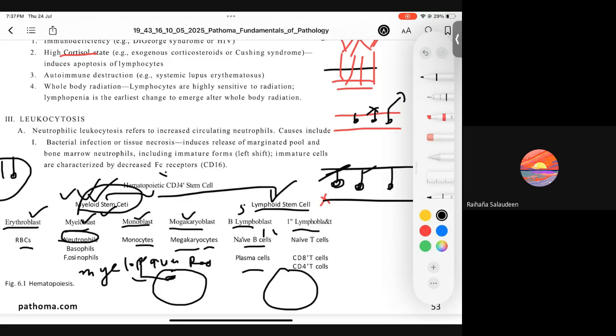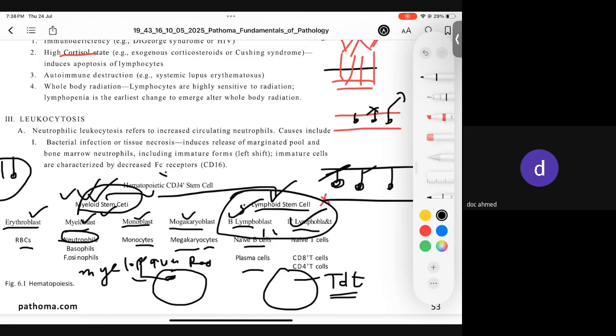If you find something called TDT in the blast cell, it means that it's acute lymphoblastic leukemia. It's either cancer of B or cancer of T, right? So myeloperoxidase or Auer rods is going to tell you which lineage it's from, either myeloid lineage or lymphoid lineage. If you find myeloperoxidase, if you find crystals of that, if you find Auer rods, that's going to be coming from myeloid lineage. If you find TDT, it's going to be from the lymphoid lineage.